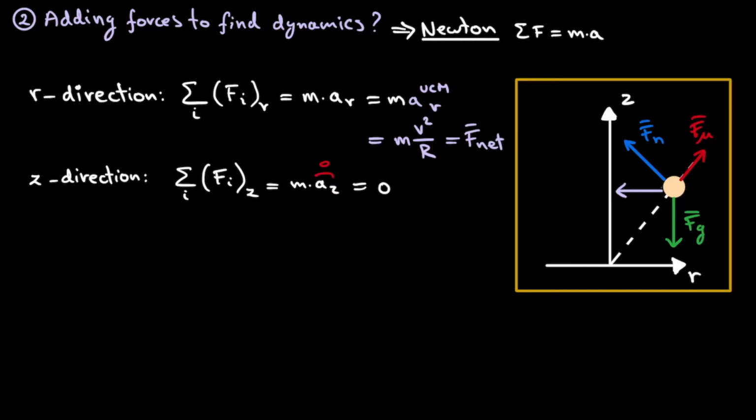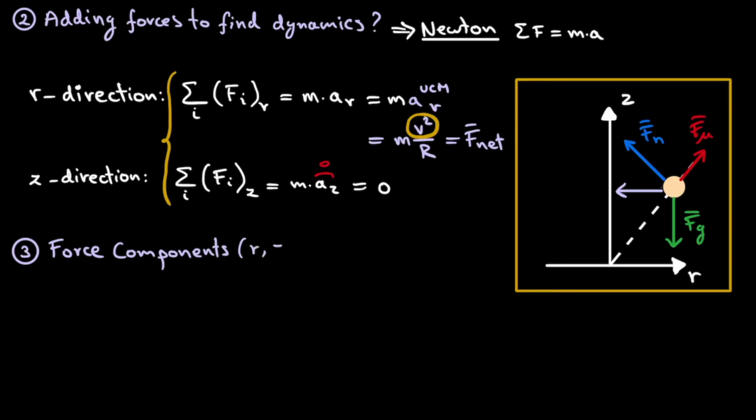So now we have two equations, which include the three forces acting on our object and the velocity that we're actually looking for. And to find an expression for this velocity, we are of course going to solve these two equations simultaneously. However, this means that we need to find an expression for the force components, both in the radial r direction and in the z direction.